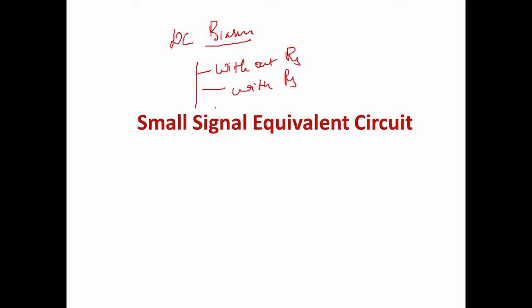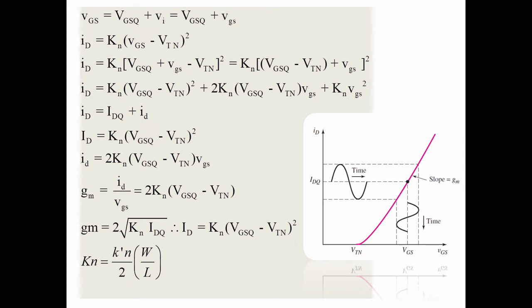Right, so in class we have discussed DC biasing, right? Three types of circuit we have discussed: without RS, I hope you remember, then with RS, then dual battery based circuits, right? So continuing from that, we will see the small signal equivalent circuit.